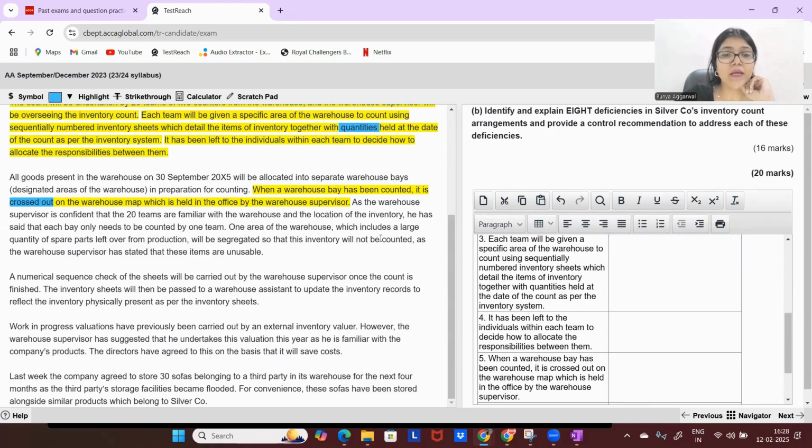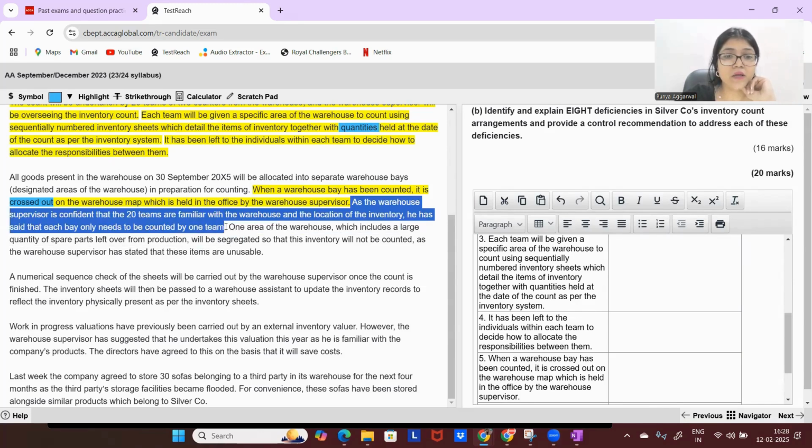So basically, this is another area that I need to focus upon firstly. He has said that each bay only needs to be counted by one team. Again, there can be issues wherein there are misses, omissions, frauds or errors happening because one bay is only being counted by one team, because he has that much confidence. But confidence does not run our world, right? He has confidence in his team, which is really great.